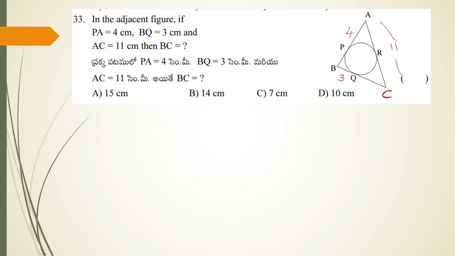Now we already know that from an external point, if tangents are drawn, their lengths are equal. If BQ is equal to 3, then BP is also equal to 3. If AP is equal to 4, then AR is also equal to 4. We know this length is 11, so obviously CR will be equal to 7. If CR is equal to 7, then CQ is also equal to 7. Now what did he ask you to find? BC. BC means this length, no? So it is nothing but 3 plus 7. So 3 plus 7 is 10. So the answer is 10.